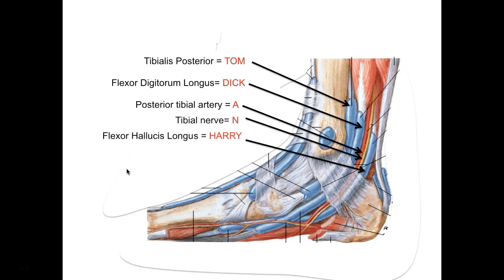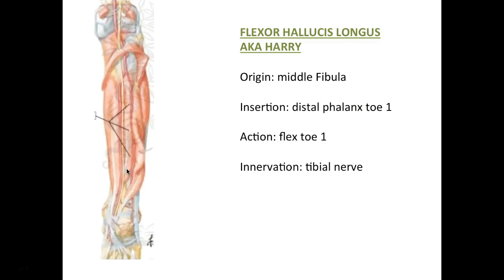And lastly, we're going to talk about flexor hallucis longus, or Harry. So this is Harry over here. He's going to be the deepest one over on the lateral side. And he originates from the middle fibula, because we said all hallucis muscles will originate from the middle fibula. It will insert into distal phalanx of toe 1. And from its name, we know it's going to flex toe 1, and its innervation is the tibial nerve.